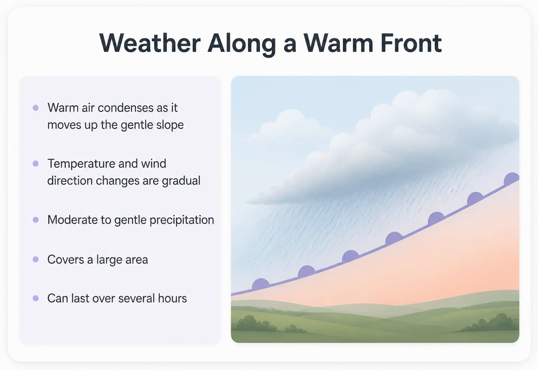The weather along a warm front is quite different from a cold front. As the warm air moves up that gentle slope, it condenses and causes precipitation. However, because the slope is gentle, the changes in temperature and wind direction are gradual. Instead of violent storms, warm fronts typically cause moderate to gentle precipitation that spreads out over a very large area and can last for several hours.